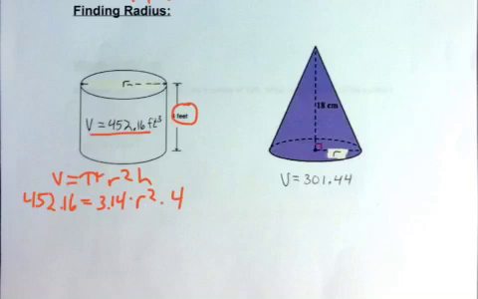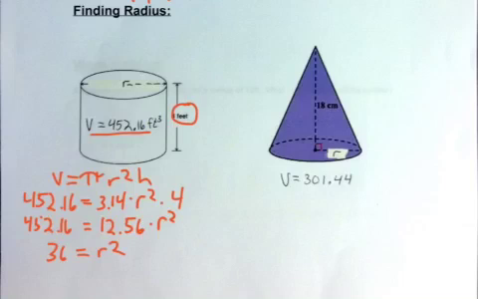So again, I'll rewrite 452.16 equals, so that's 12.56 times r squared. Okay, now I want to get r squared by itself, so I will need to get rid of this 12.56. Well, they're attached by multiplication, so I'm going to divide both sides by that. When you divide both sides by 12.56, you end up getting 36 equals r squared.